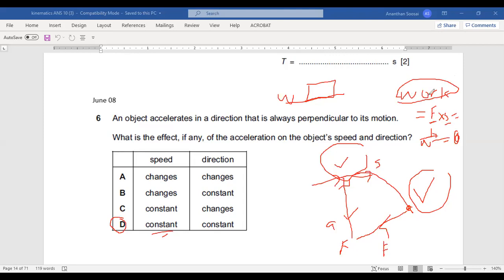So the answer should be D. This reasoning you can add on. For the time being, I don't expect you to know this, but this is the explanation. Two topics later, you should be able to explain this one. Any questions from here? So D is the answer.